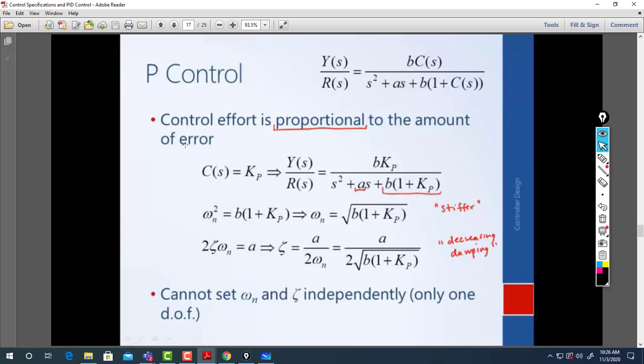Control effort is proportional to the amount of error. Here I was just defining the control effort. What is the control effort? Proportional to the amount of error. That's a P controller. Usually C equals Kp times error, so it's proportional to the amount of error. If you increase Kp, your control signal will increase.